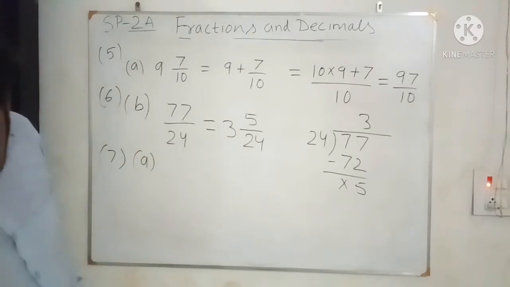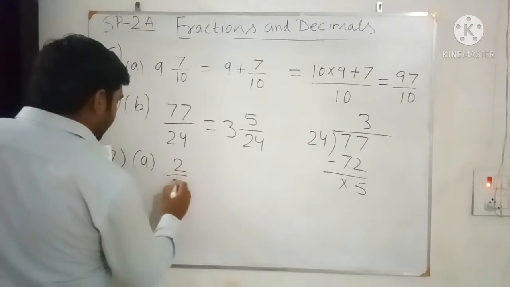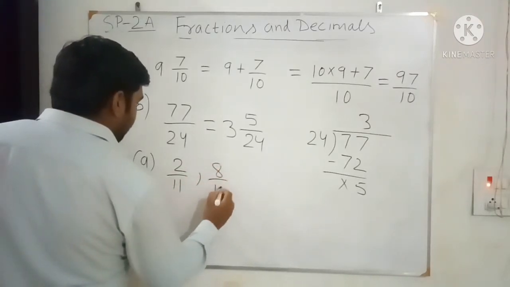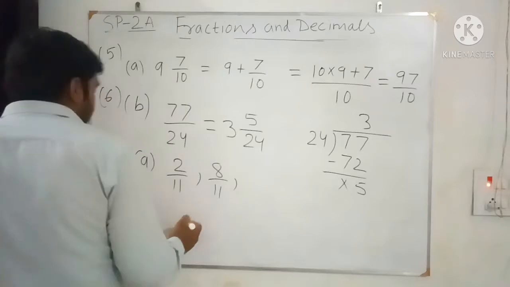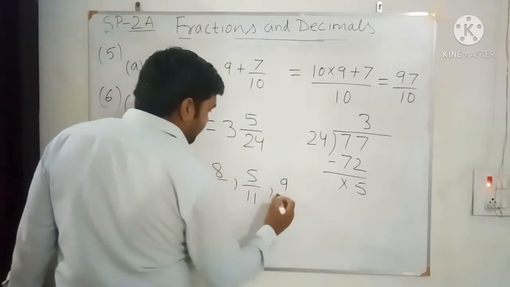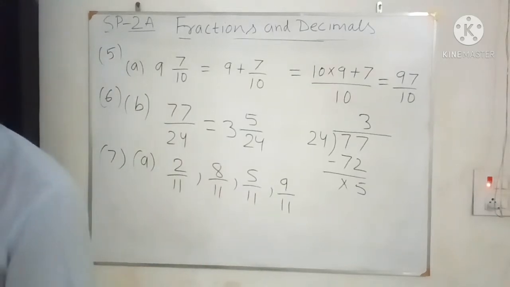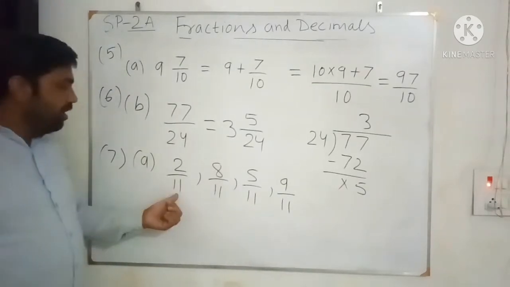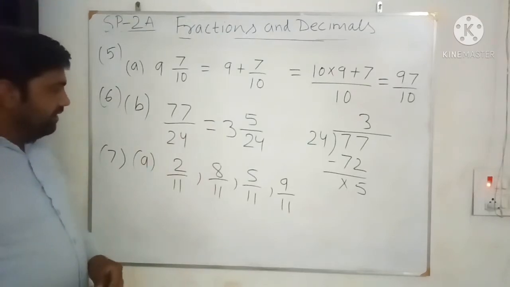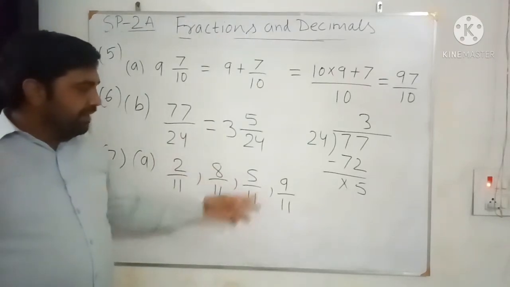In 7th A, 4 fractions are given. One is 2 by 11, second one 8 by 11, third one 5 by 11, fourth one 9 by 11. See, these are like fractions. You can see all the 4 fractions have the same denominator 11. So this is called the like fraction.